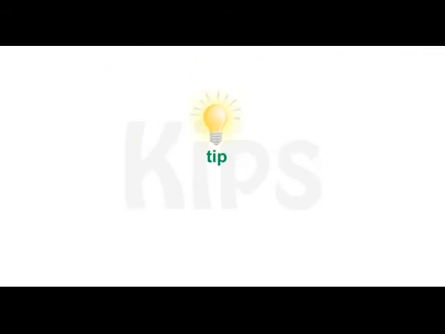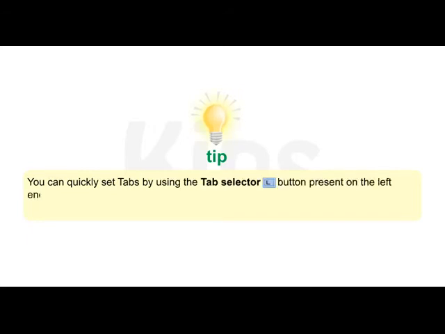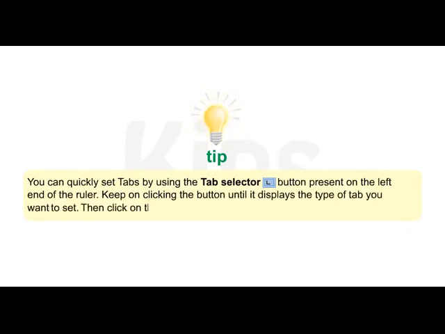Okay students, let me share a tip. You can quickly set tabs by using the Tab Selector button present on the left end of the ruler. Keep on clicking the button until it displays the type of tab you want to set. Then click on the location on the ruler bar where you want to set the tab.